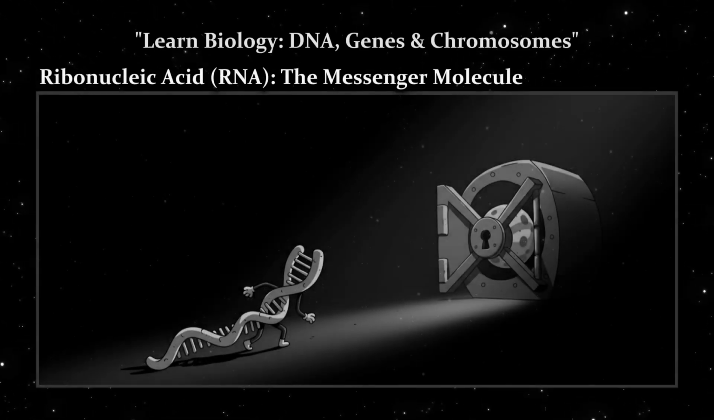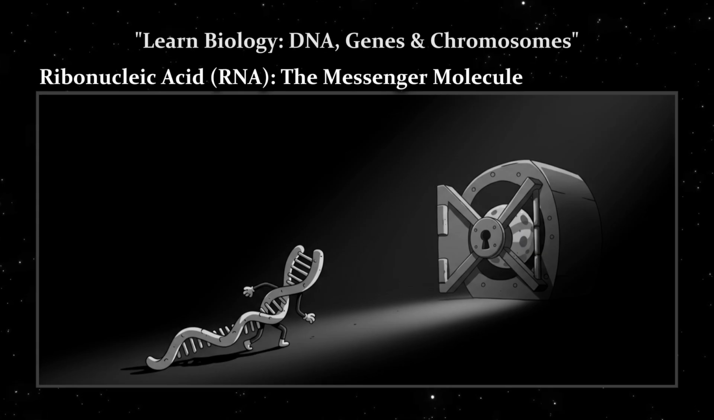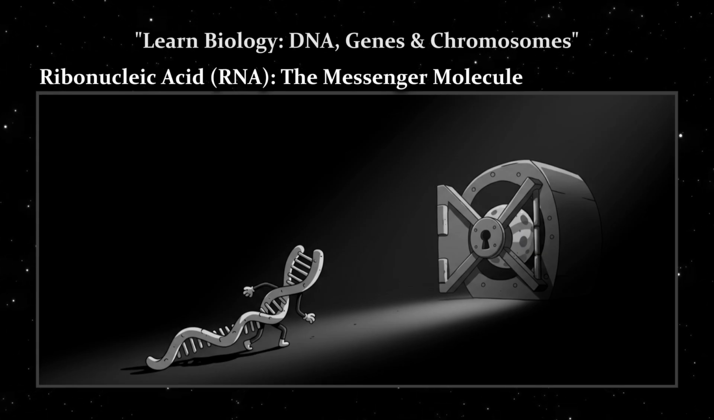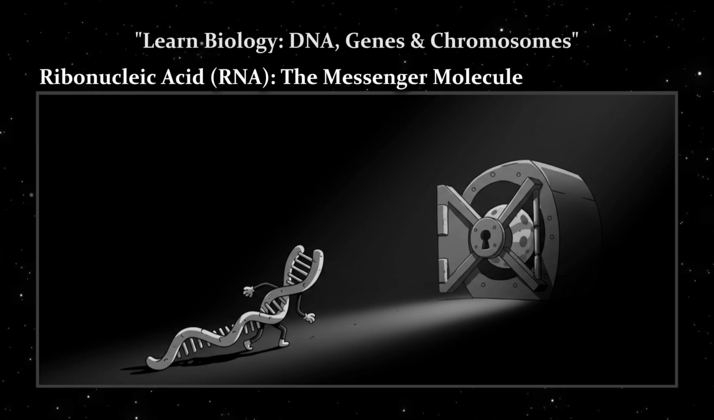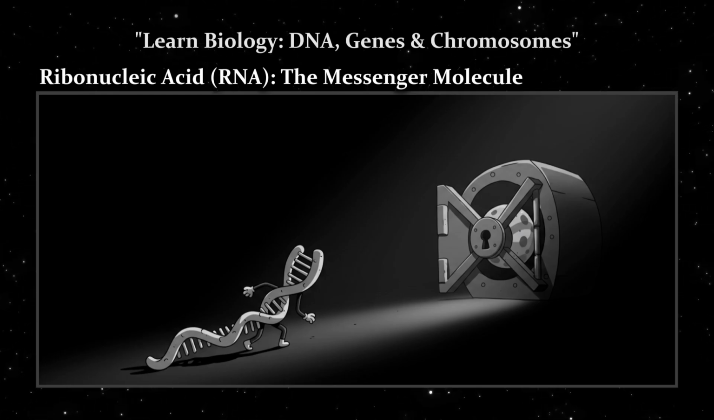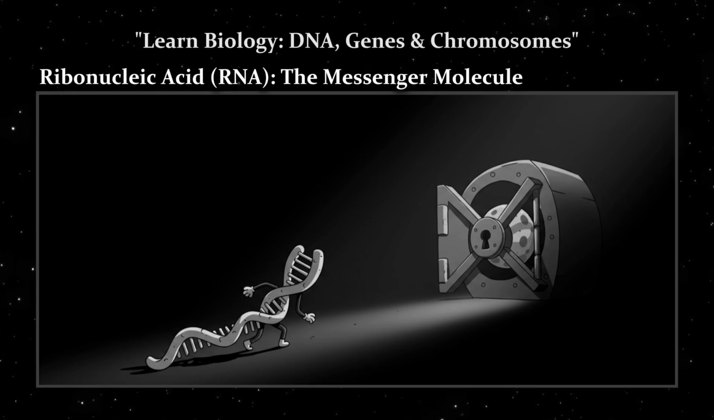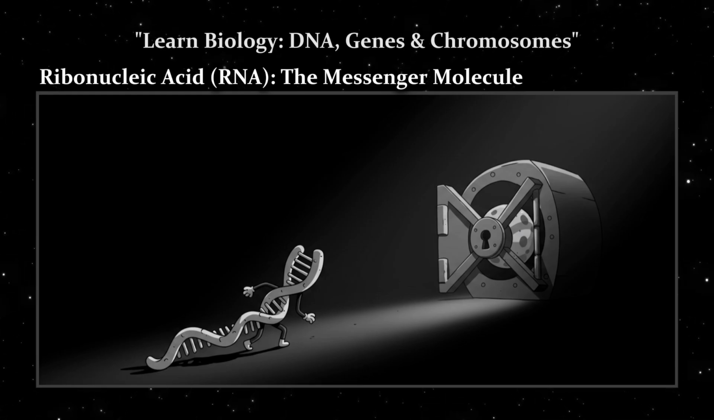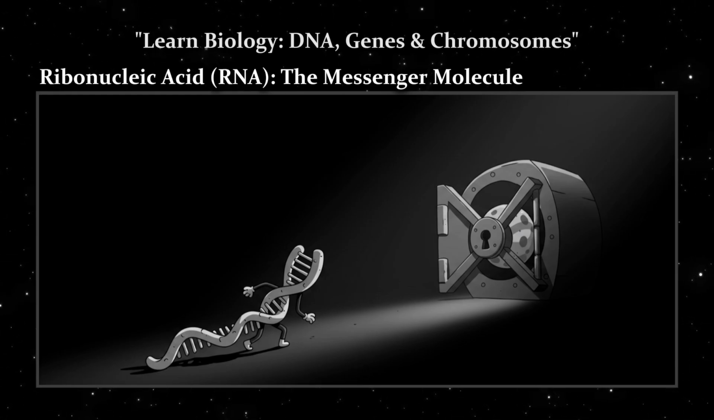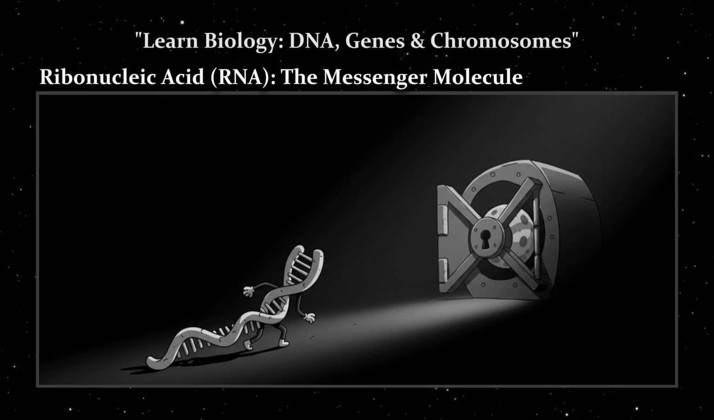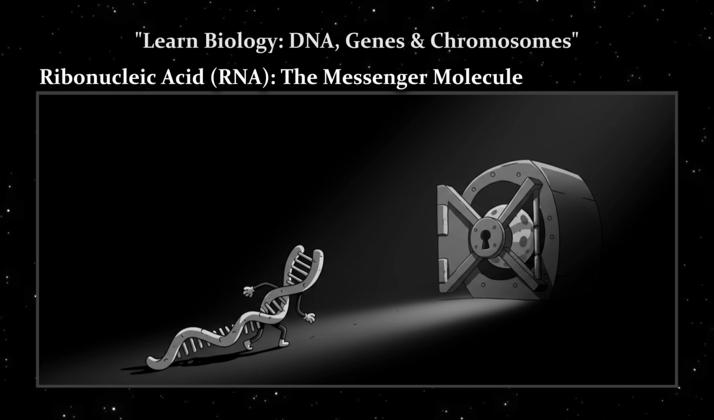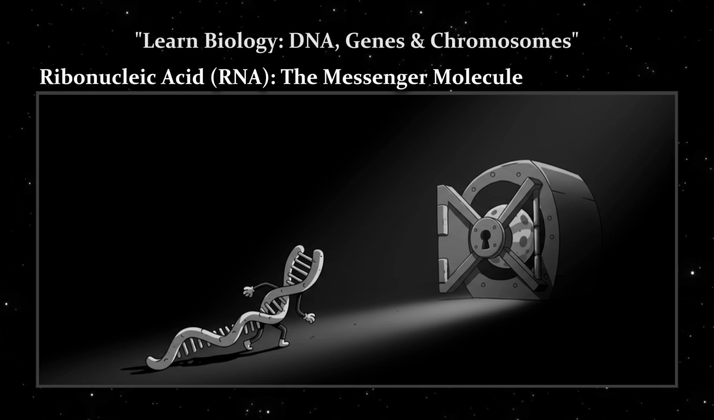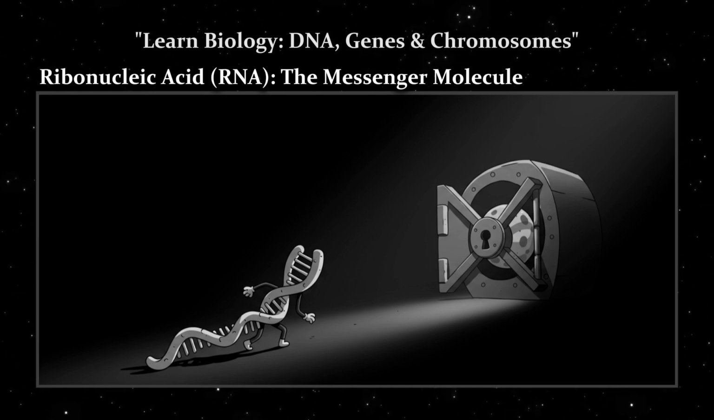Ribonucleic acid, RNA, the messenger molecule. Welcome back. In our previous lesson, we established the great flowchart of life, the central dogma. We learned that information flows from the permanent vault of DNA, is copied into a temporary RNA message, and is then read to build a functional protein. This flow, DNA to RNA to protein, is the fundamental operating system of every cell in your body.